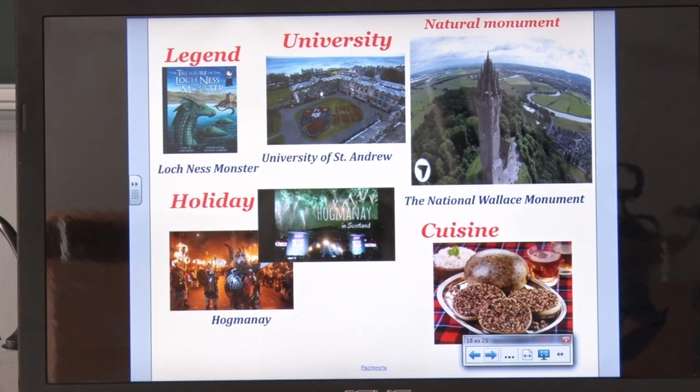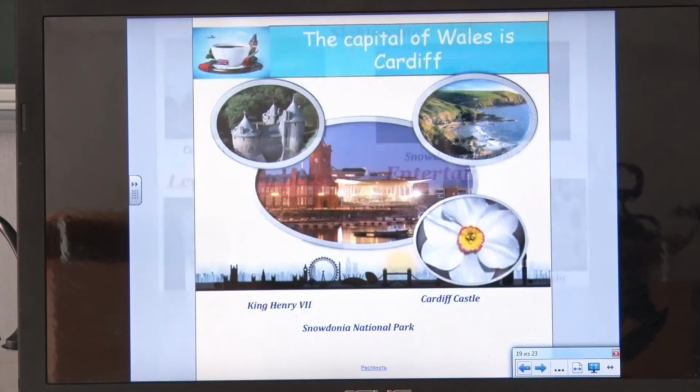If you are asked to write about any holiday, you can write about Hogmanay. It's very beautiful, breathtaking, with lots of fire. The National Wallace Monument is one of the prides of national monuments in Scotland. If you had to write about cuisine, you can write about haggis. It's the famous dish of the Scottish nation.